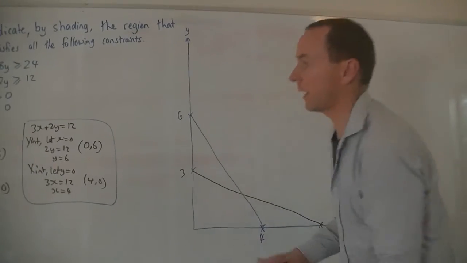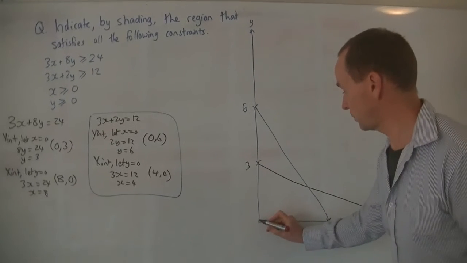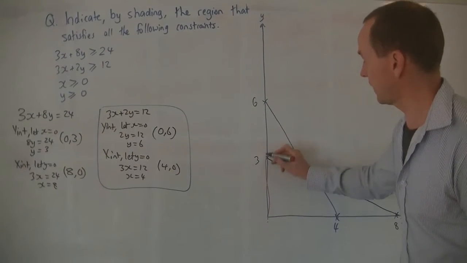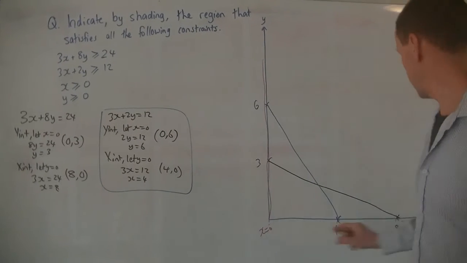Oh, and now we have to do the other ones. We've got x equals 0. That means on the x-axis it's equal to 0, so it's a vertical line that goes up there. So there's that one, and that one's x equals 0. And y equals 0 is easy as well.